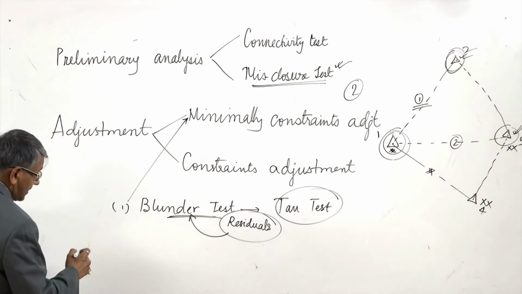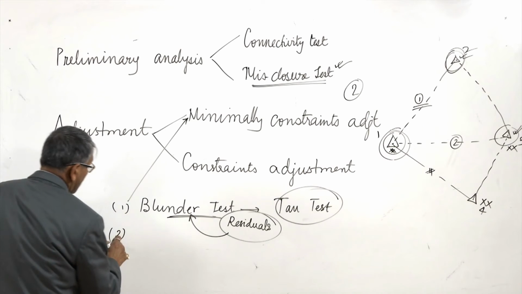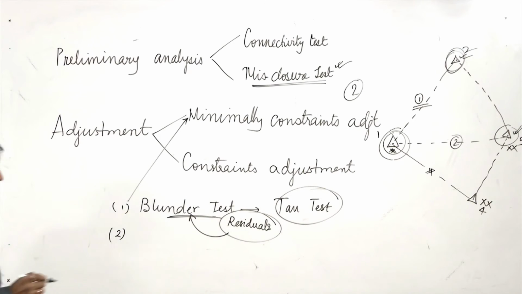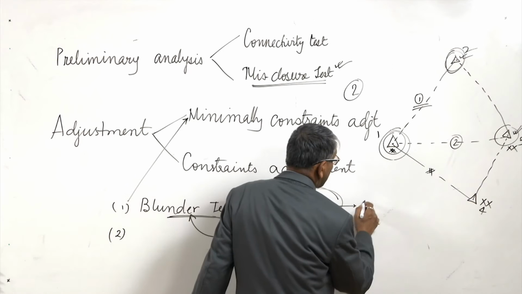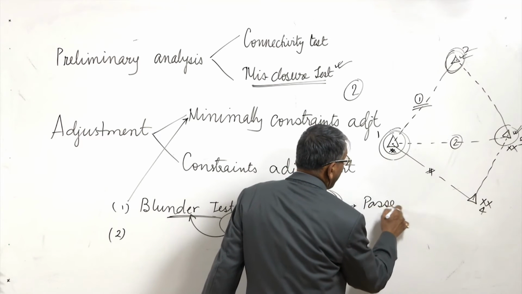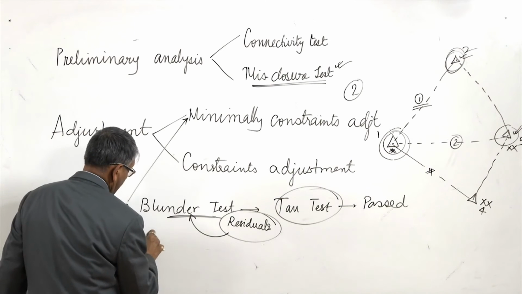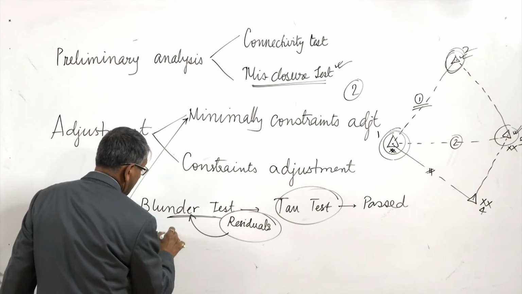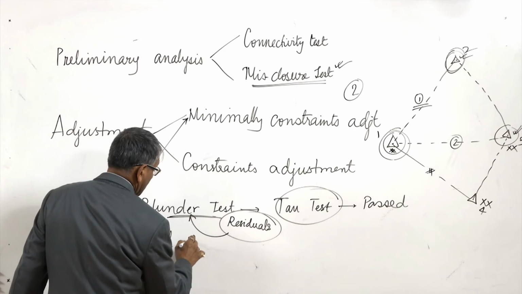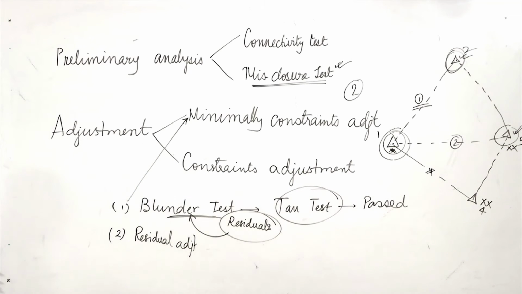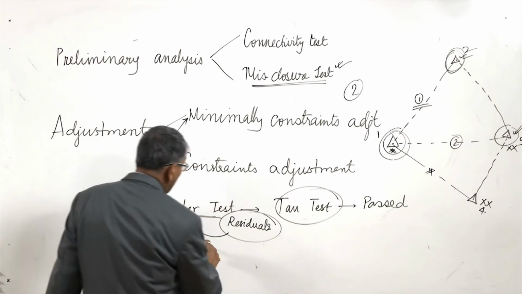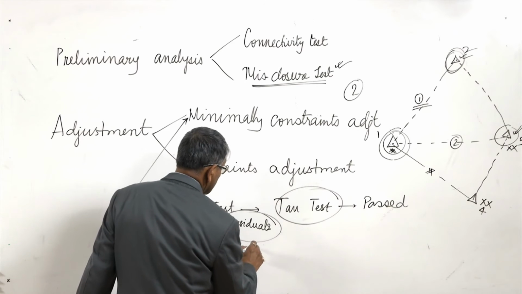Once the blunder test has been successfully done, that means the tau test has been successfully passed, then we should go for the residual tests or residual adjustment. That is done by the chi-square test.